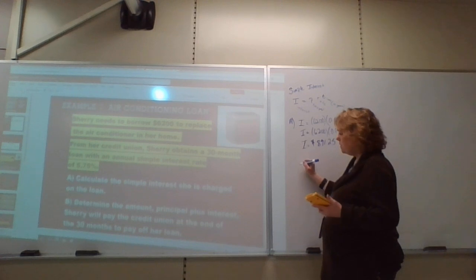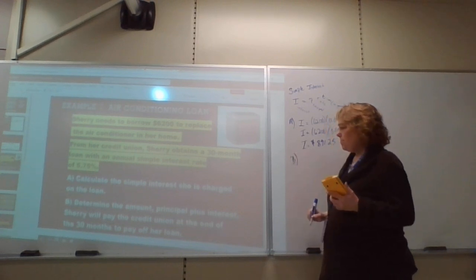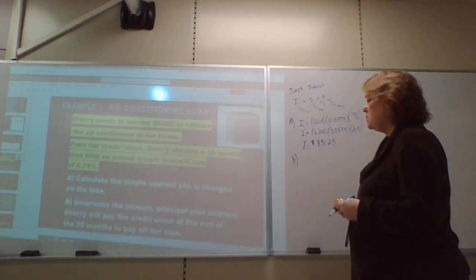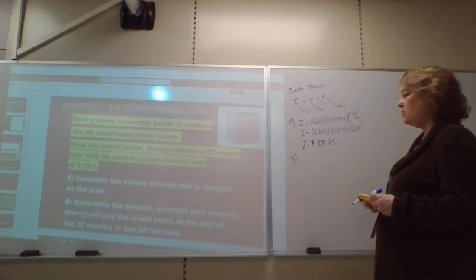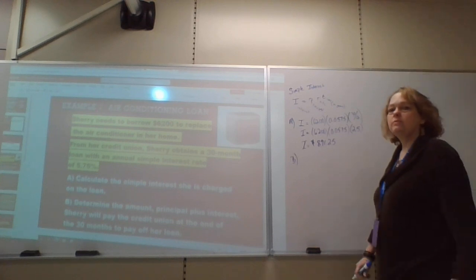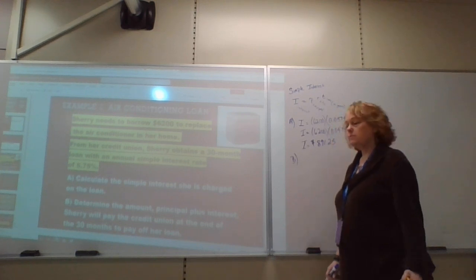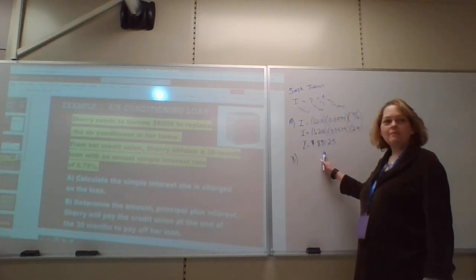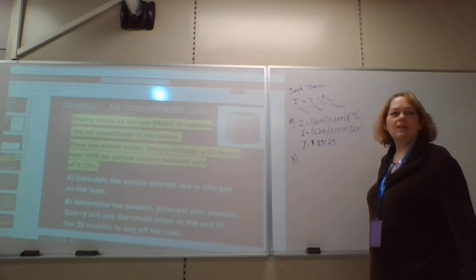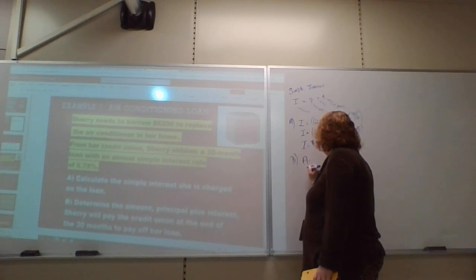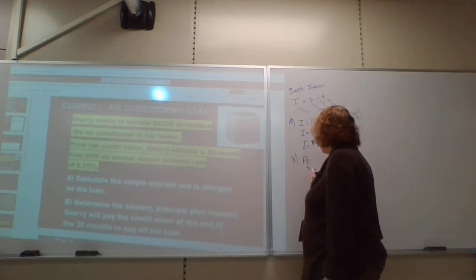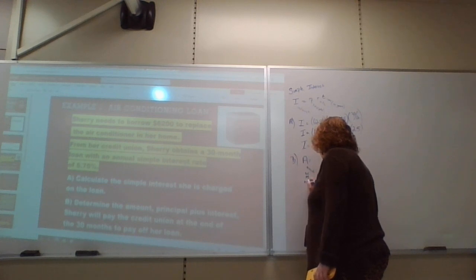891.25. That's part A. Let's look at part B. Now we need to determine the amount, the principal plus the interest, Sherry will have to pay the credit union at the end of the 30 months. So what do we need to do? Add this to what? To the 6,200, correct. So I'm going to put A being the amount owed, the amount she will pay the credit union.